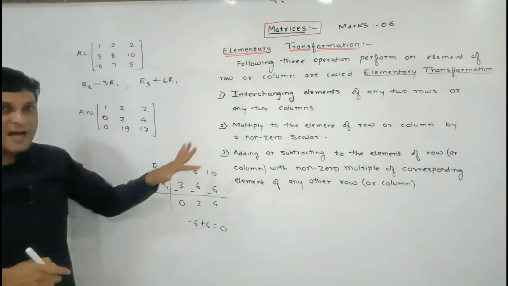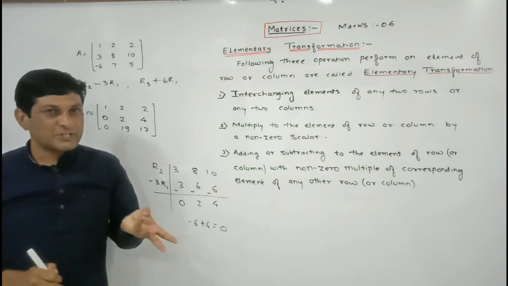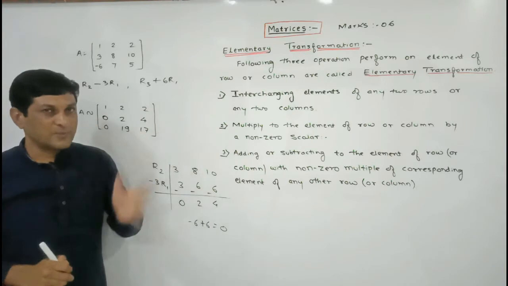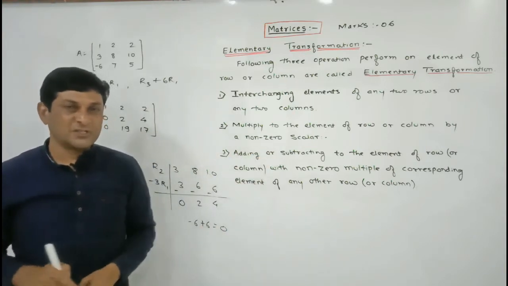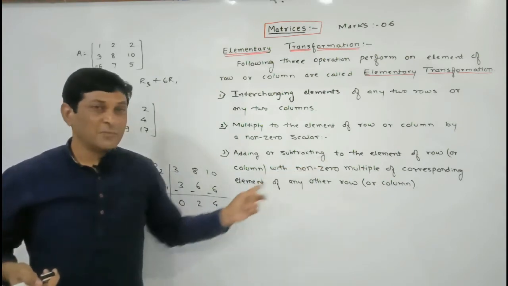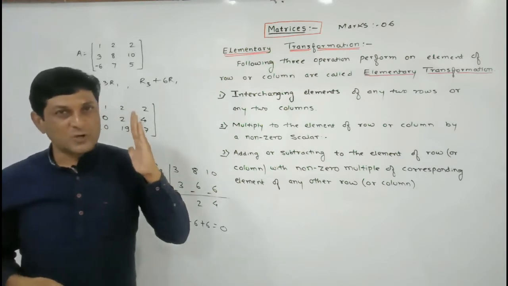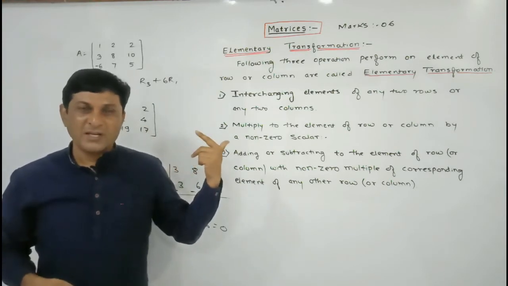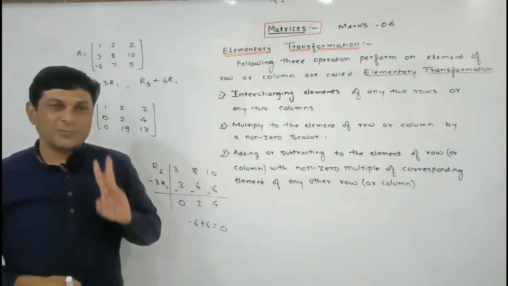So hope the idea about how to perform this operation is clear to you. This operation can be performed on element of a row or column. As it stands, we have performed this operation on element of row. But while taking addition or subtraction with element of any row, we have to use non-zero multiple of corresponding element of any other row. If we are performing operation on column, so we have to take its addition or subtraction with non-zero multiple of element of any other column, isn't it? So these are three important operation.